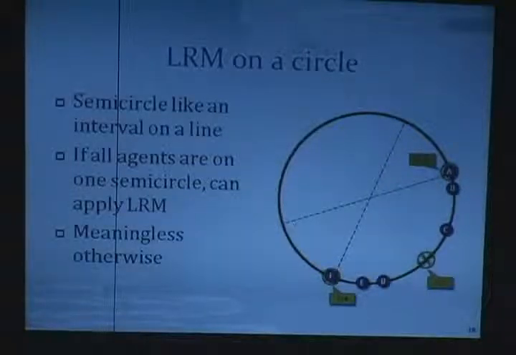If the agents are not on one semicircle, this mechanism is meaningless, right? Who are the two extreme agents? If they're distributed on the entire circle, what's left and right? You can't say who the extreme agents are.